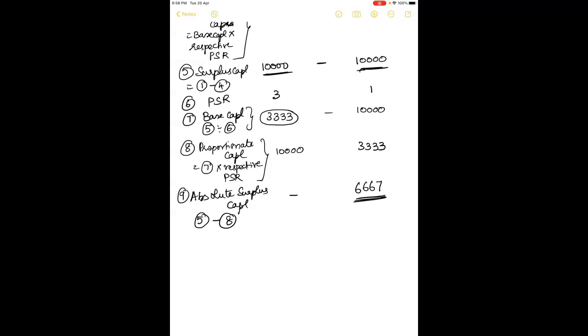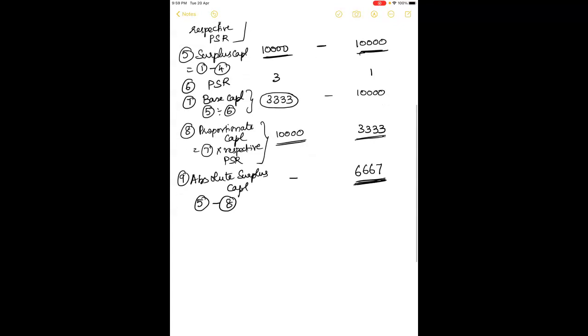Unless and until you settle the 6,667, no amount can be given to A or B. So after settling 6,667 to C, you proceed with giving A and C in the ratio of 3:1 up to the amount of 10,000 plus 3,333, that is 13,333.